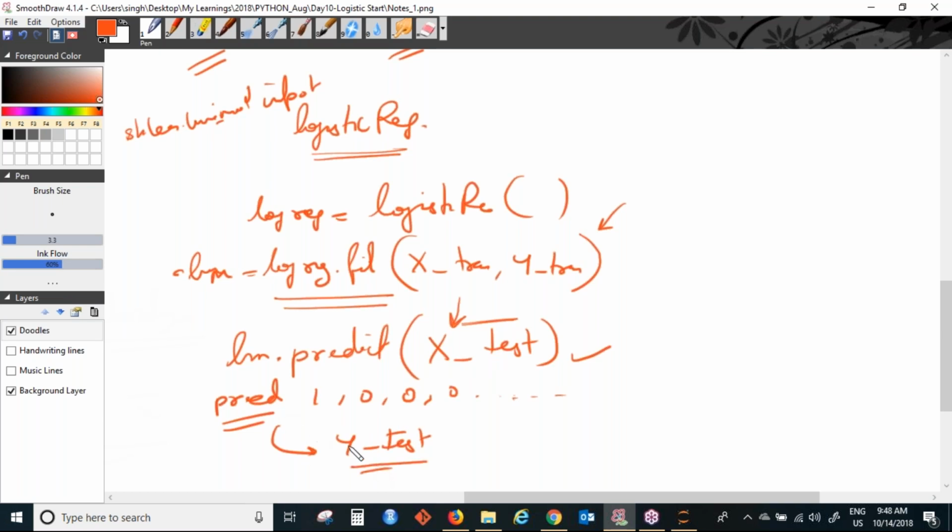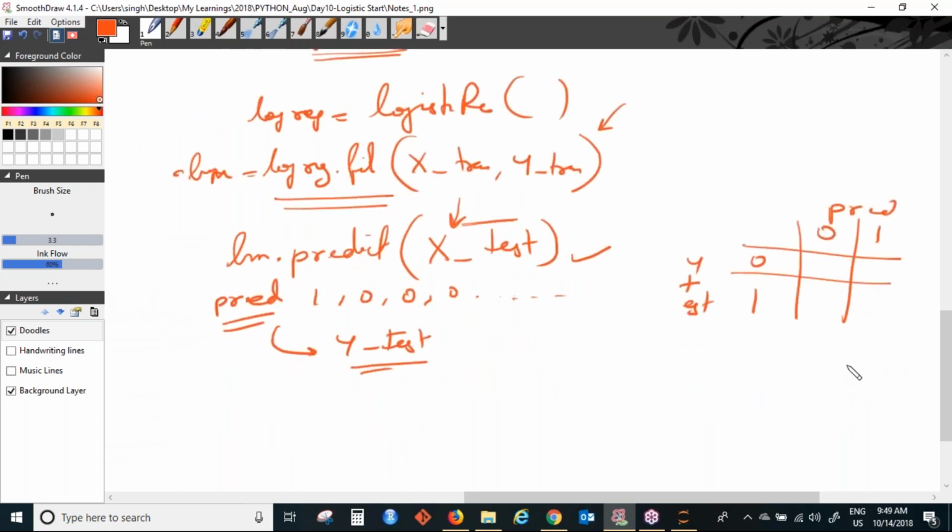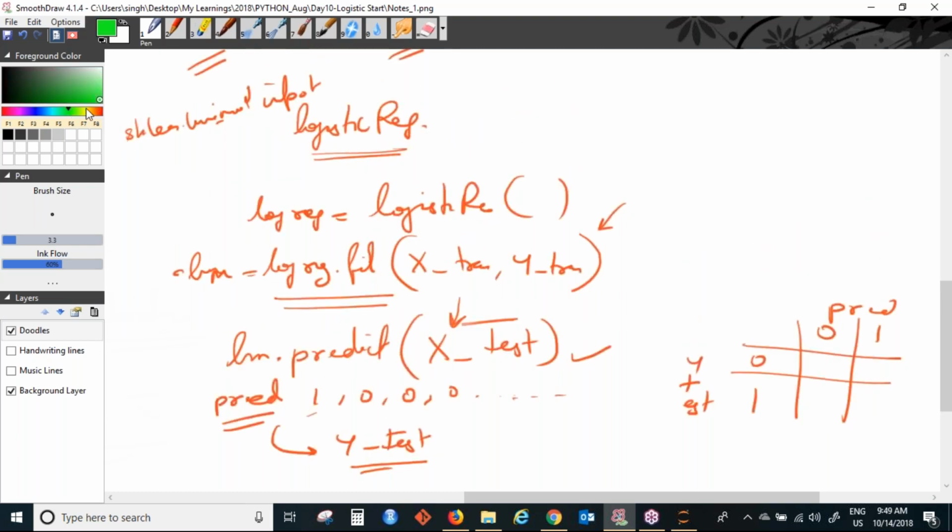Y underscore test is the actual value in test data, and you can compute a confusion matrix: y test 0 and 1 against your pred 0 and 1. Here we directly get ones and zeros because it is using a default threshold of 0.5.